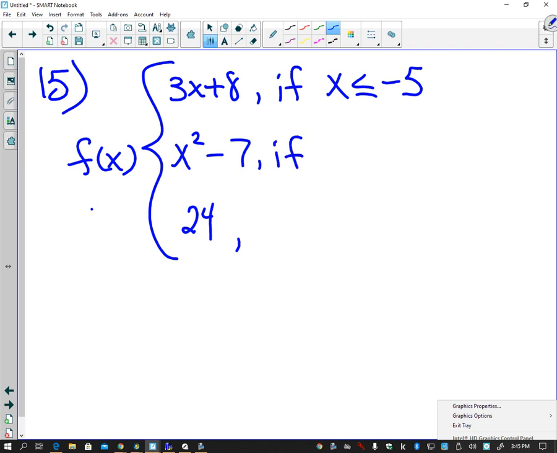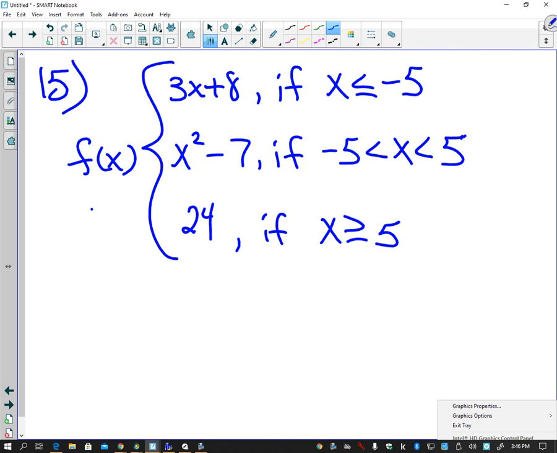if negative 5 is less than x and less than positive 5, greater than negative 5, less than 5, and if x is greater than or equal to 5.